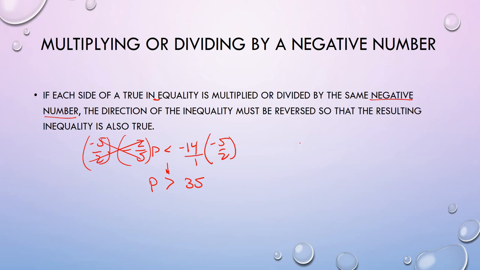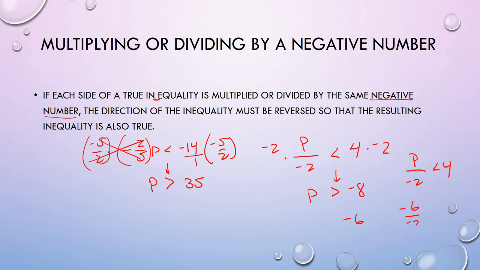Let's look at one more of those. If p divided by negative 2 is less than 4, if I multiply both sides by negative 2, p will be greater than negative 8. And you can always test this by putting numbers back in. My original was p over negative 2 is less than 4. My answer says it should be greater than negative 8. So a number greater than negative 8 might be something like negative 6. If I try that, I will get a number that is less than 4.